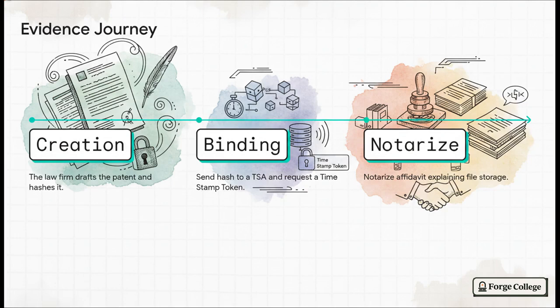First, creation. The law firm drafts the patent and hashes it. Next, binding. They send that hash to a TSA and request a timestamp token to lock in the exact UTC time. And finally, attestation. They don't just toss that token on a flash drive and throw it in a desk drawer. No way. They notarize an affidavit explaining exactly how the file was stored, who had access, the whole shebang. This human narrative surrounds and protects the digital math.